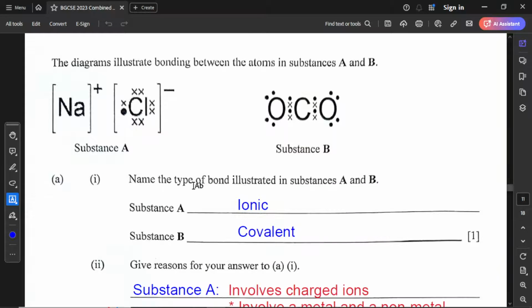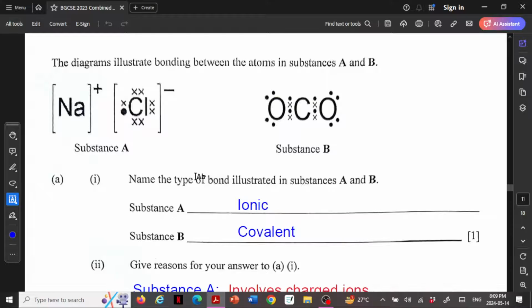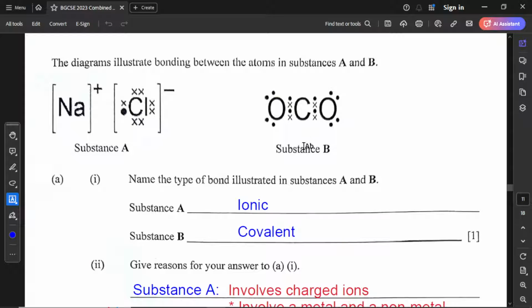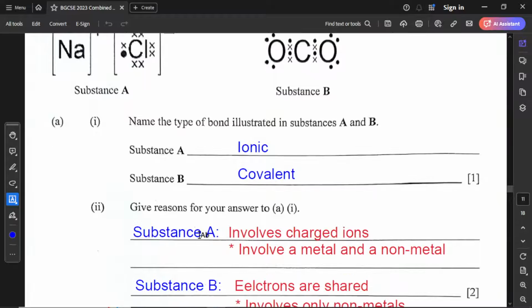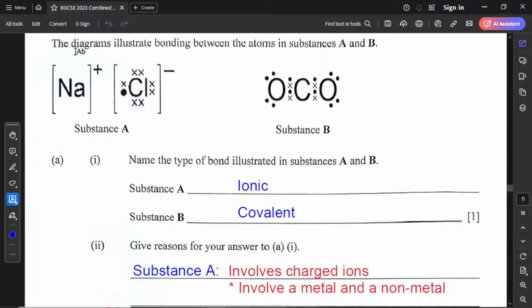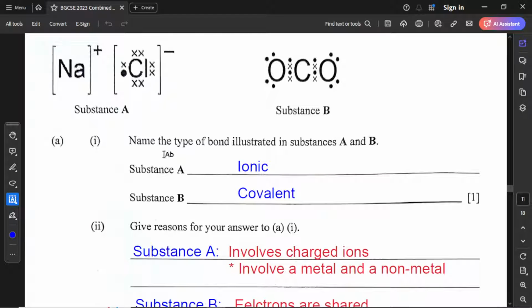All right. So it said name the type of bond illustrated in substance A and B. So substance A is ionic, and they asked for a reason, so I'll tell that a little later. And then for B, it is covalent. Give reasons for your answers. Substance A is ionic simply because it involves charged ions, which is sodium ion and chloride ion, and also involves a metal and a non-metal. If you notice here, sodium is a metal and chlorine is a non-metal.